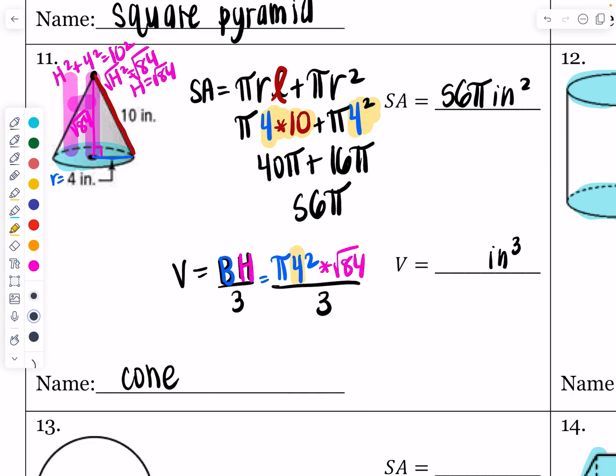So I'm going to type in everything in the numerator that's not the pi. 4 squared times square root 84. Click enter, divide by 3, and that's how many pi's I'm going to have. So if I wrote this as a decimal, it would be about 48.9 pi.